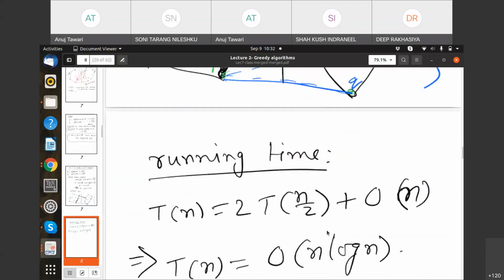Okay. So what's the running time? This is for the divide step. We divide into two sets of n by 2 points, found the convex hulls. So 2T(n/2). And we take linear time for merging these two convex hulls.